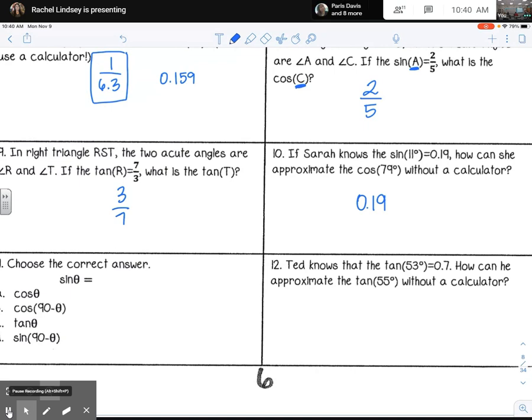Okay, this next one says sine of theta. Anytime you see the little zero with a line through it, that's called a theta. That's the symbol that's mostly used for angles.